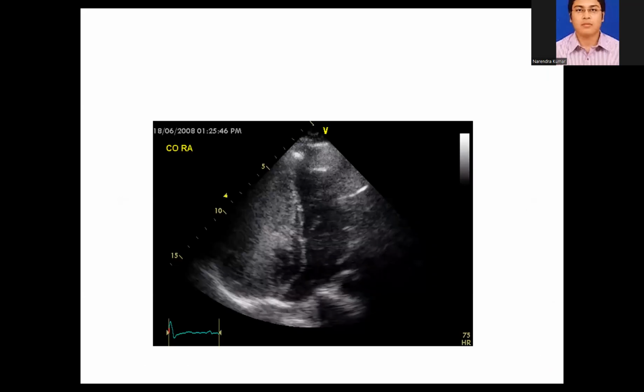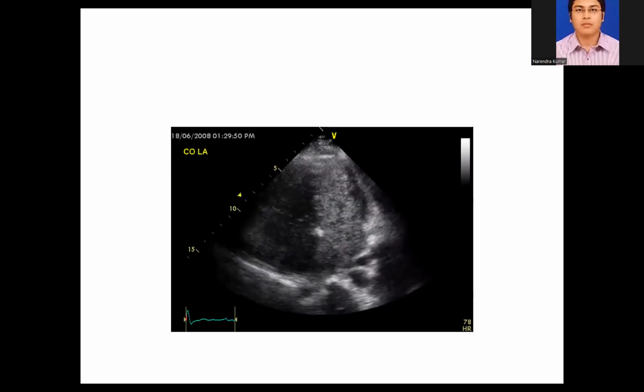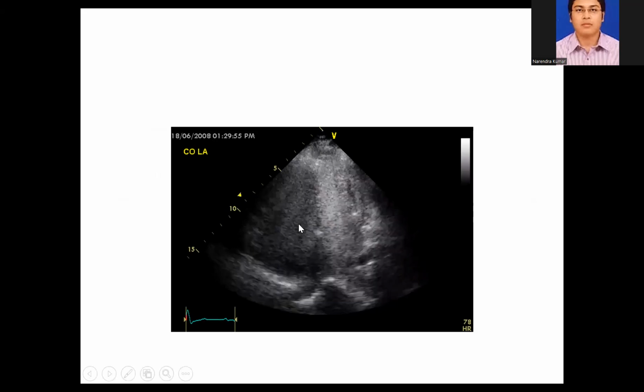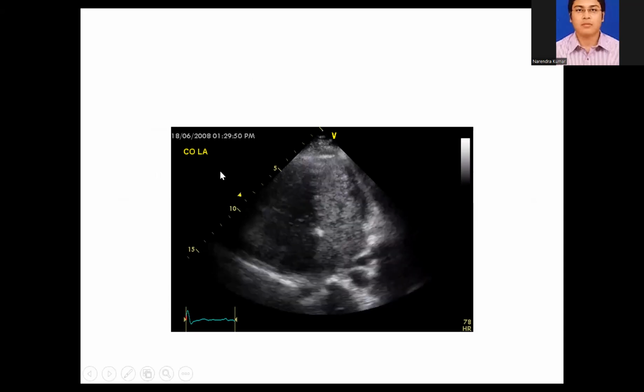Now what we did, we gave a contrast to the right arm first. It opacified the right side, which is normal. Then we gave a contrast to the left arm. The whole left side of the heart was opacified, not the right side. And subsequently the right side of the heart was also opacified. So contrast in left arm, contrast in right arm.